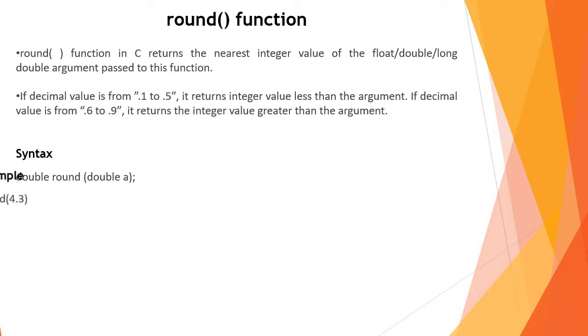A simple example for the round function: round of 4.3 will return the value 4, because here we are taking only 0.3, and this 0.3 is between 0.1 and 0.5. Automatically it will return a value that is less than the argument. So the answer is 4.